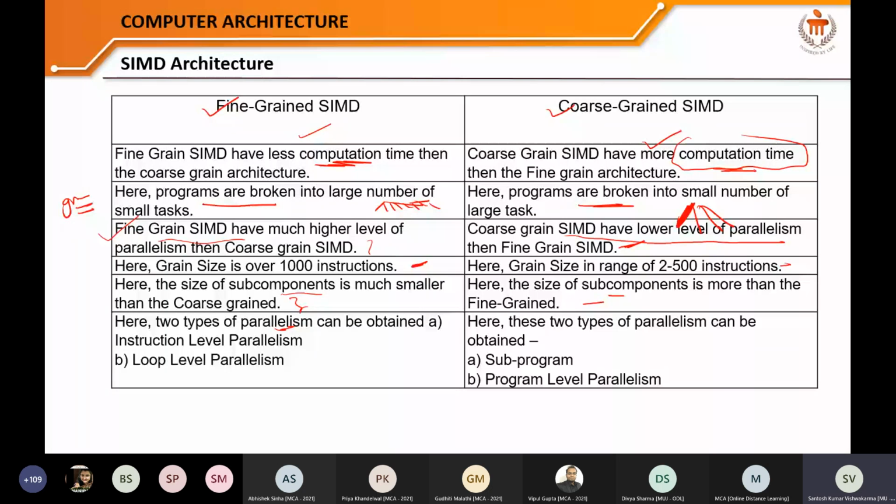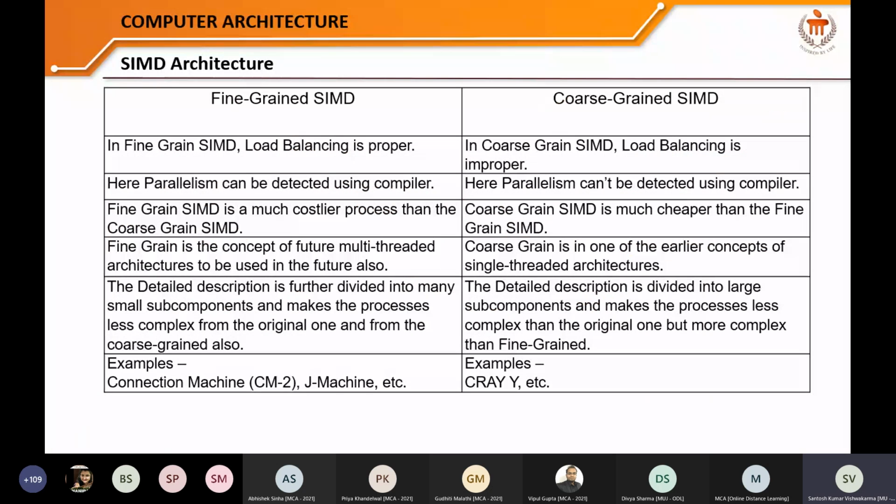In continuation with these differences, you may also search on your own and investigate more, such as the CM, CM1, CM2, there are various examples. As you can see, the Connection Machine. Due to limitation of time, and as per the syllabus, I'm not going through all these examples, but if you wish, you can find out more. The Connection Machine and J-Machine belong to fine grained, and Cray and Y-MP belong to the coarse grained SIMD structure.